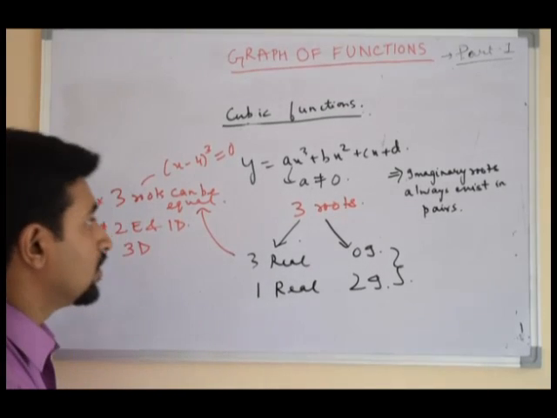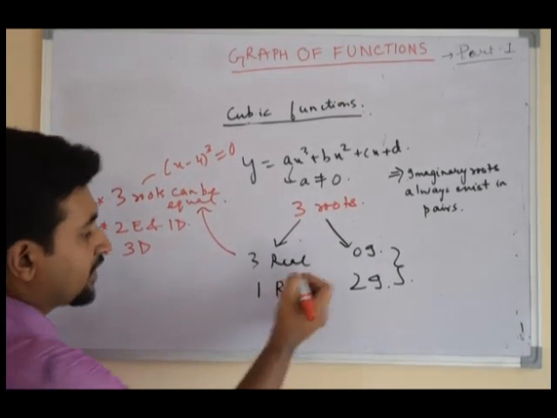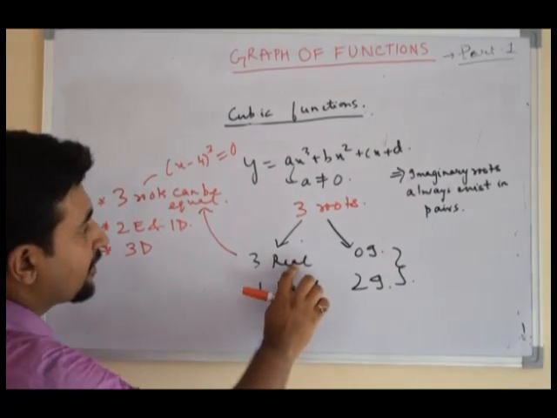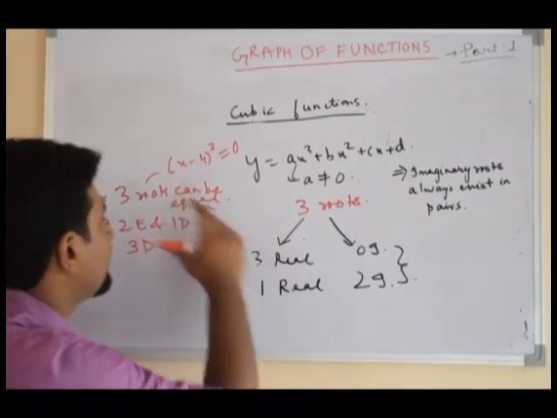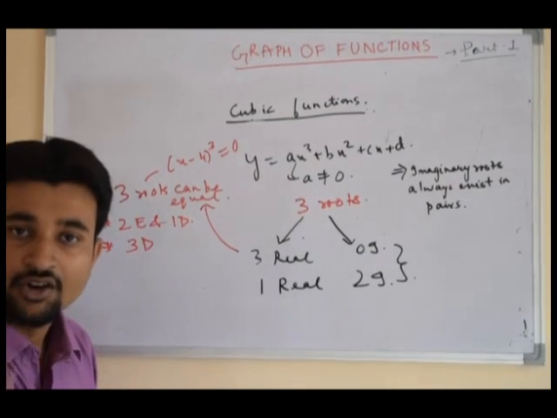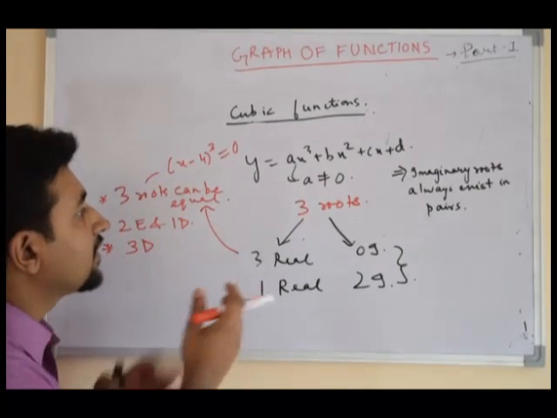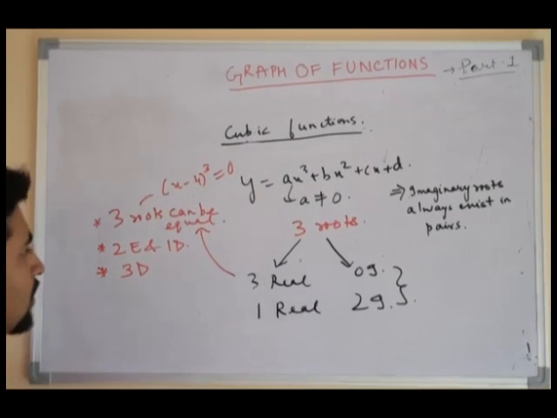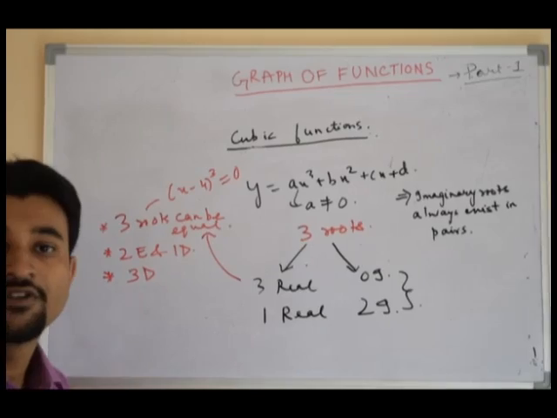Okay, so for plotting the graph, just we need to know whether this is the behavior of the cubic function or this is the behavior of the cubic function. Okay, and if this is the behavior, then whether 3 roots are equal or 3 roots are distinct, or 2 are equal and one is distinct. Okay, just keep these things in mind and then the plotting of graph will be easy. Okay. So now I will show you the graph of cubic function.